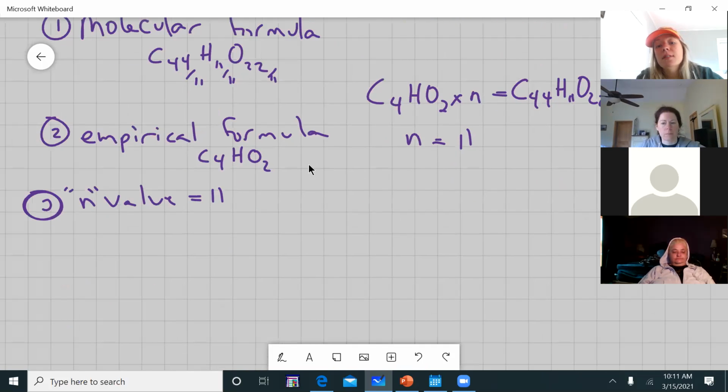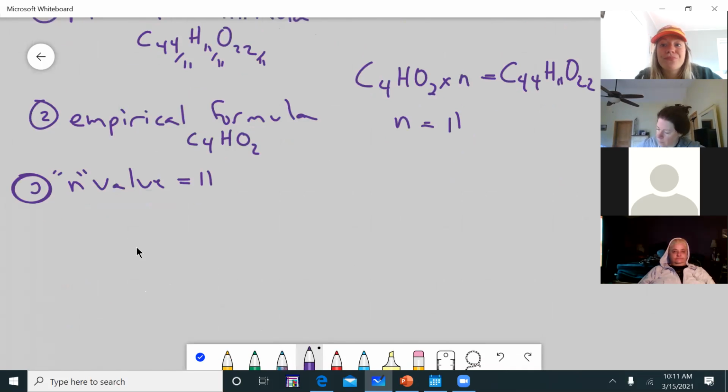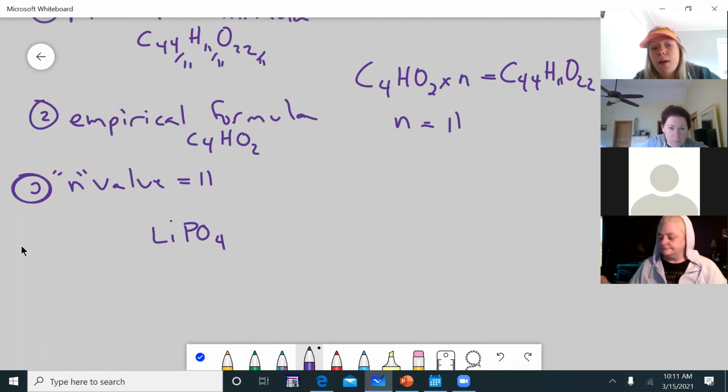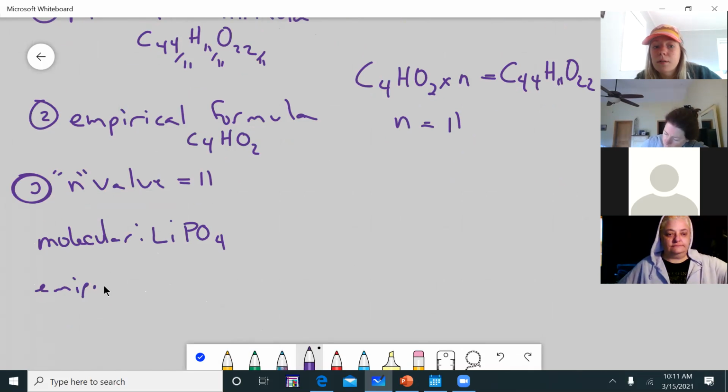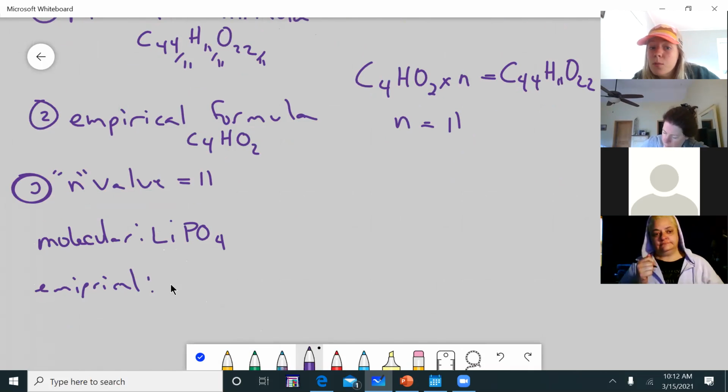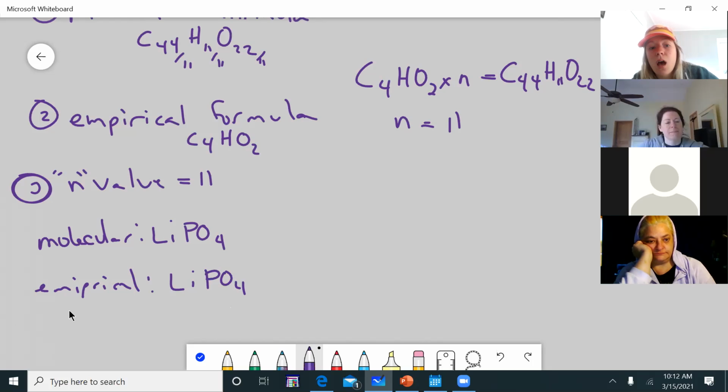So if you were to be given something like this, for LiPO4, if I said, hey, this is your molecular, what's the empirical? Well, can I divide those by anything? No, so the empirical formula would also be LiPO4. That happens sometimes. Sometimes you get molecular and empirical being the same. A lot of times it happens with salts.